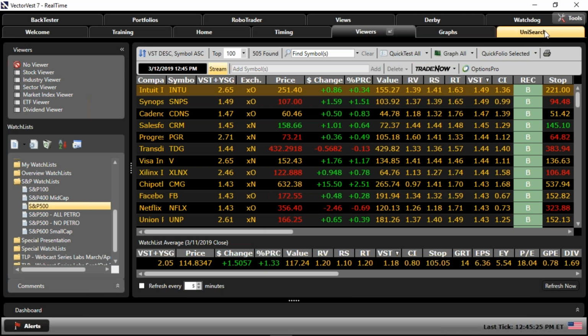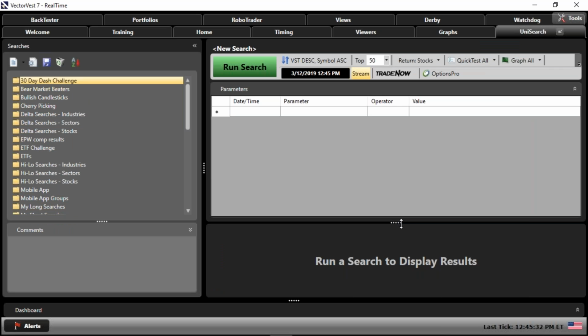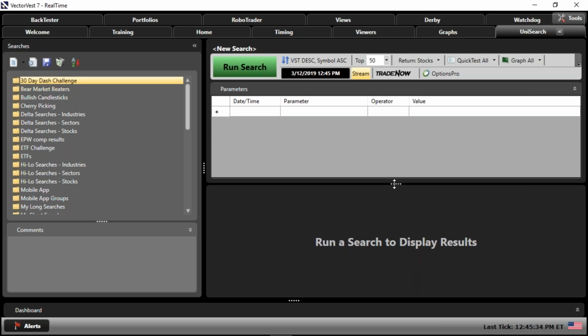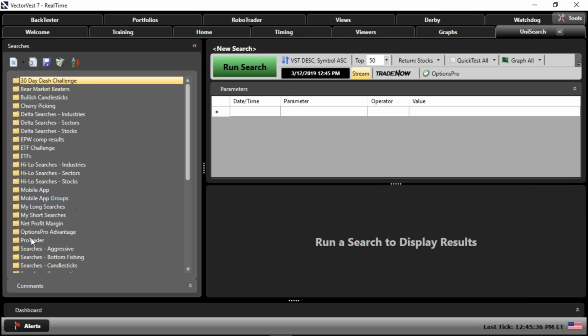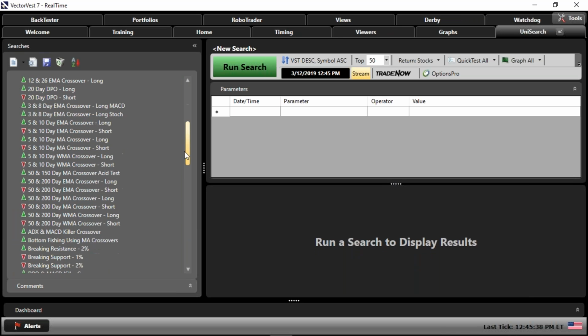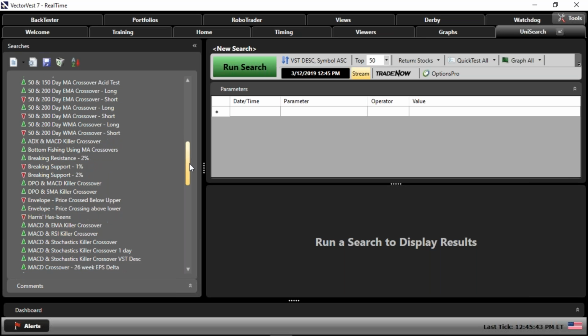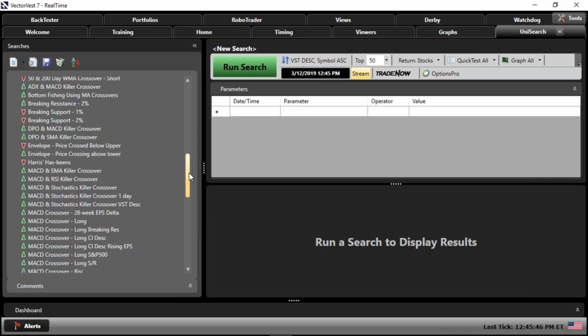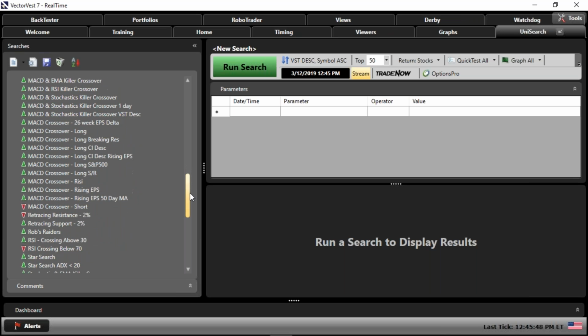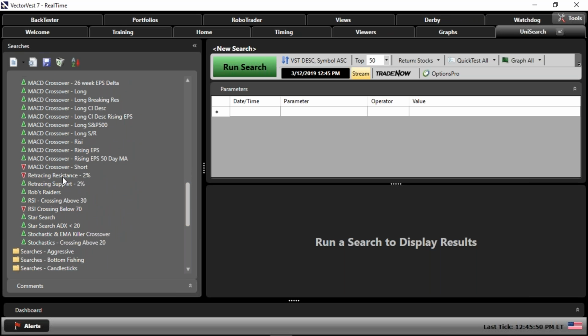A faster way is to use a scan. So I'm going to go in what we call the Unisearch tool. This is our scanning search engine. And we have a tool within the VectorVest real-time program called ProTrader. It's a technical analysis scanning tool. You can scan for moving average crossovers. You can scan for MACD. You can scan for ADX and all four of the support and resistance criteria that I talked about, retracing from support or retracing from resistance.